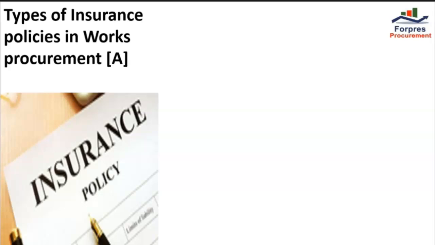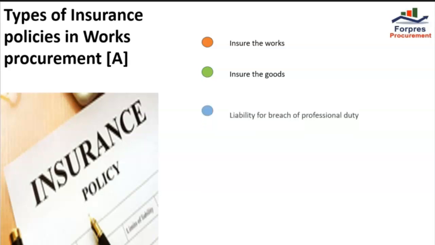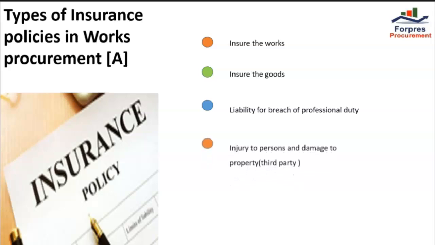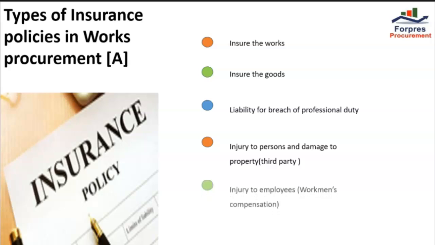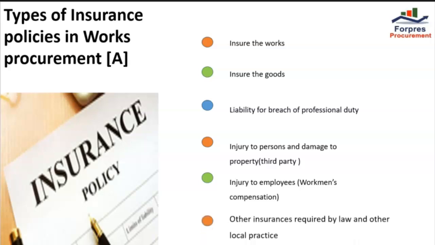Types of insurance policies in works procurement. Number 1 is insure the works. Number 2 is insure the goods. Number 3, liability for breach of professional duty. Number 4 is injury to persons and damage to property, as a third party. Number 5 is injury to employees, workmen's compensation. Number 6, other insurances required by law and other local practices.